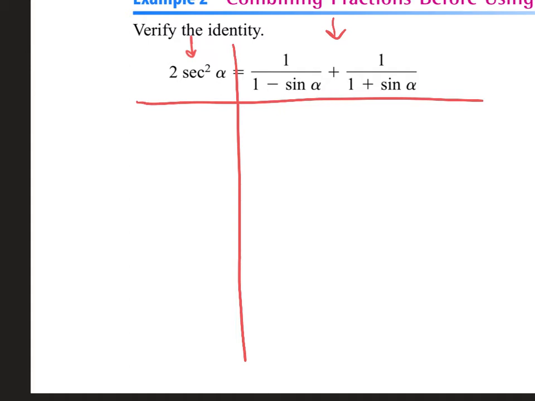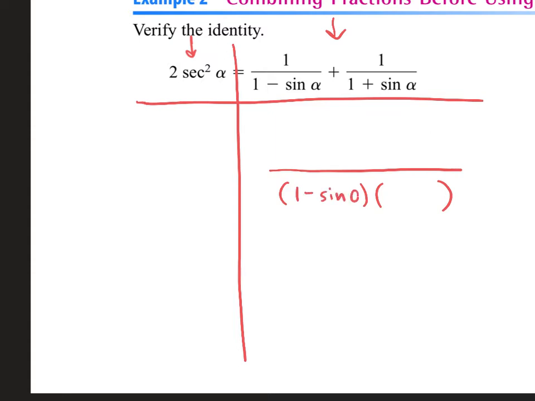Like terms. The same denominator. Yeah, that. So how do we get these to have the same denominator? What do we have to do to the first one? Or what do we want our denominator to be? You have to multiply it by the other one. Yeah. So our same denominator is going to be 1 minus sine.